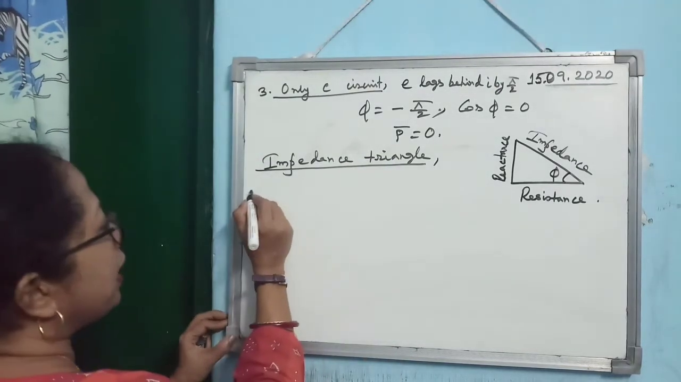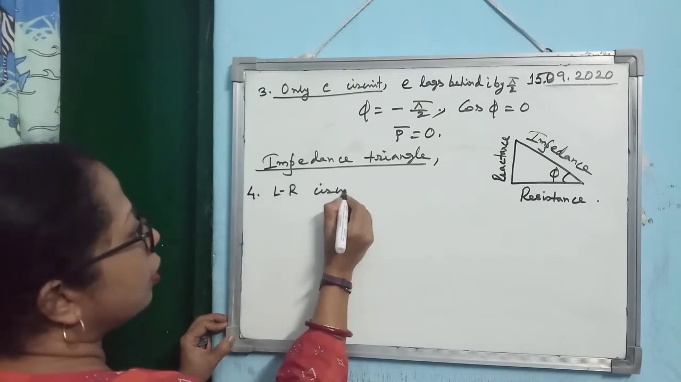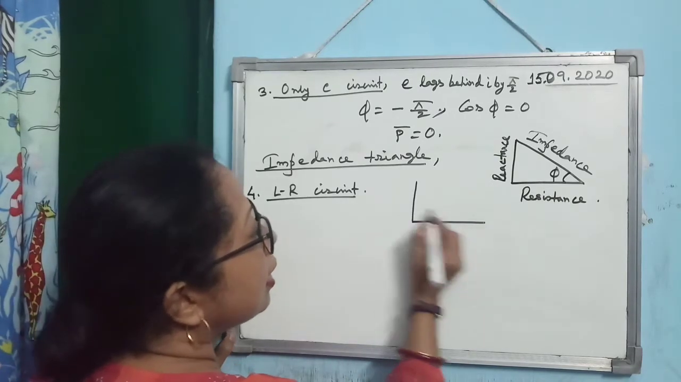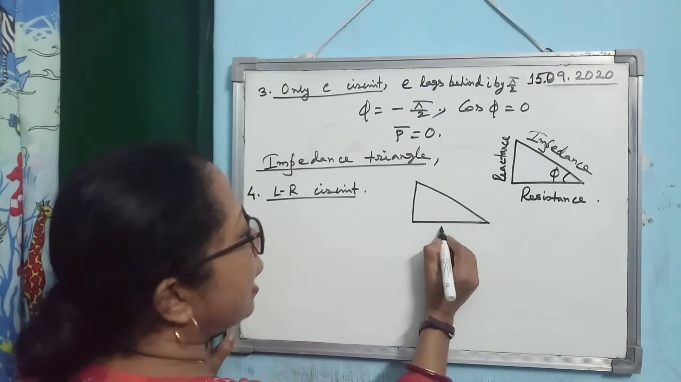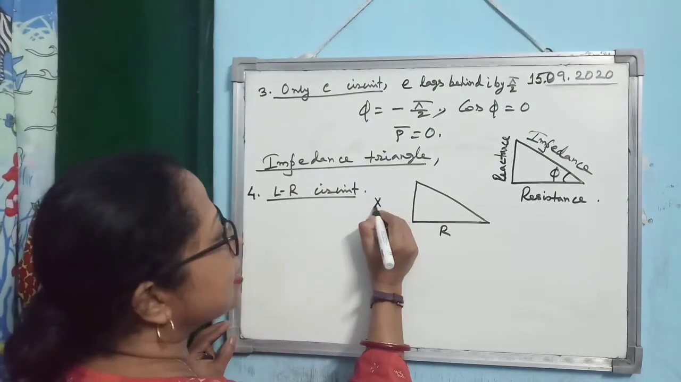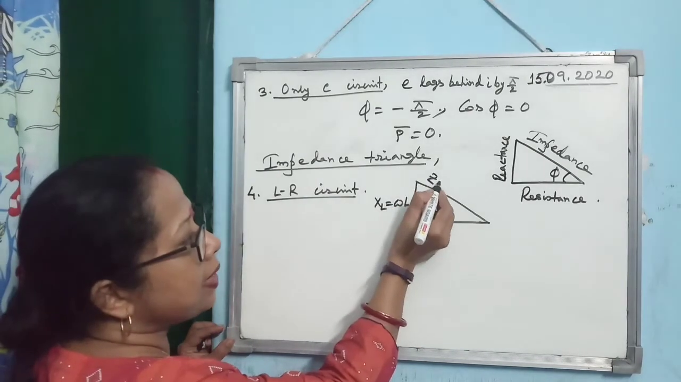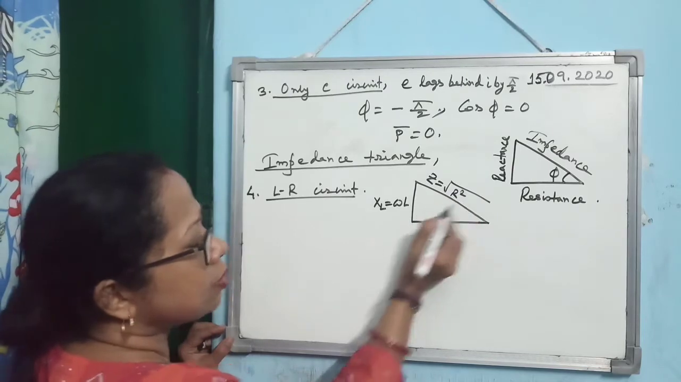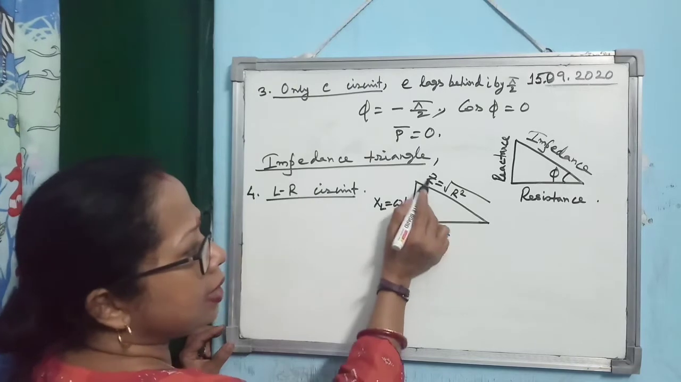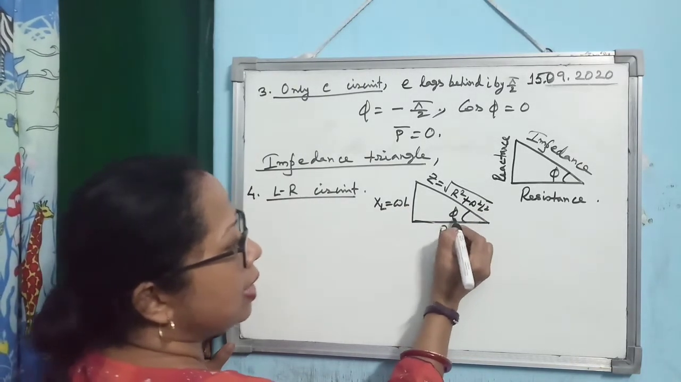Now we will apply this concept for LR circuit. So for LR circuit, if I draw the impedance triangle, then what it will be? You know that for LR circuit resistance is R, and what is the reactance? Reactance XL is omega L, and what is the impedance Z? Z is equal to, just look at the Pythagoras theorem. If you apply, then the impedance is square root of R square plus omega square L square, and this is phi.